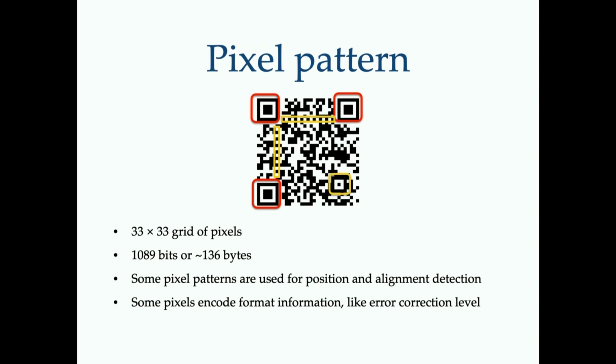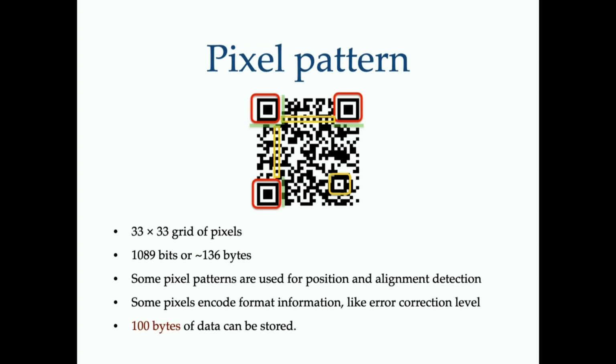And then also there are some pixels, I don't know if you can see, I'm showing some green color. There's some small part of the QR code which encodes format information. There are different formats of QR code. So for example, the error correction level is one of the things which is stored in the format information. After counting all this, you have roughly 100 bytes of data.